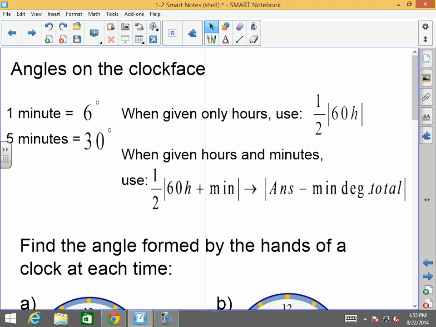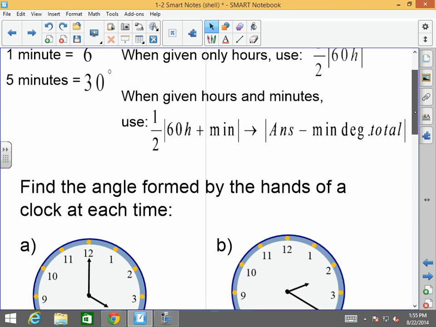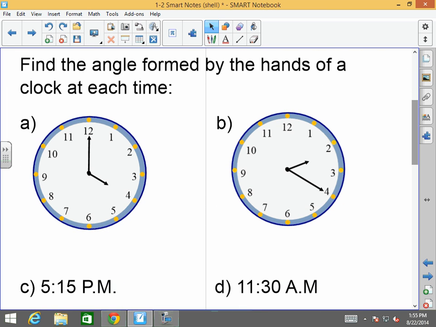Now, the best way to do this is to actually practice. You got the formula, guys? Okay, thank you. Okay, so let's do it.